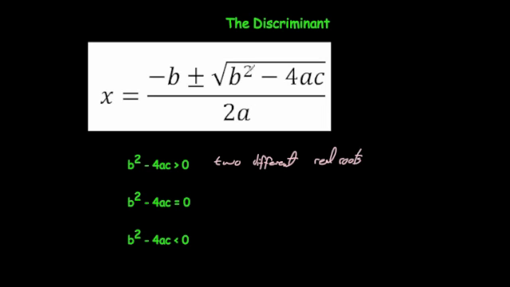Now if the b squared minus 4ac part is equal to 0, you get the square root of 0, which is 0. And then you get minus b plus 0 and minus b take away 0. Now they would both be the same answer. So you would get two of the same answers. So if b squared minus 4ac is equal to 0, you get two repeated real roots. So you get the same answer twice.